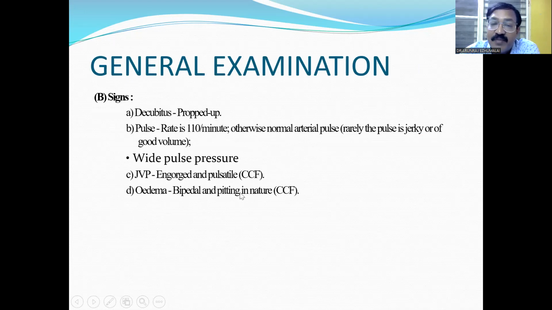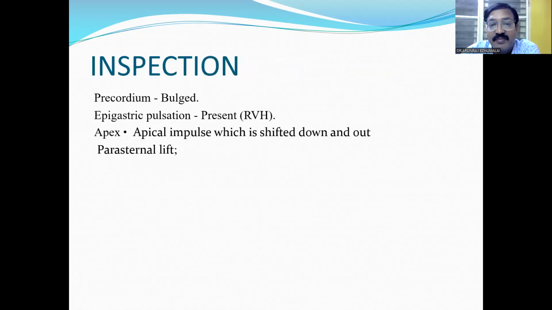JVP will be enlarged and pulsatile. The patient will have pedal edema, pitting pedal edema. So these three points you have to definitely tell in the case of mitral regurgitation. Mostly it will be about the JVP, pedal edema, and wide pulse pressure. So these are very commonly seen in mitral regurgitation with pulmonary hypertension and everything.